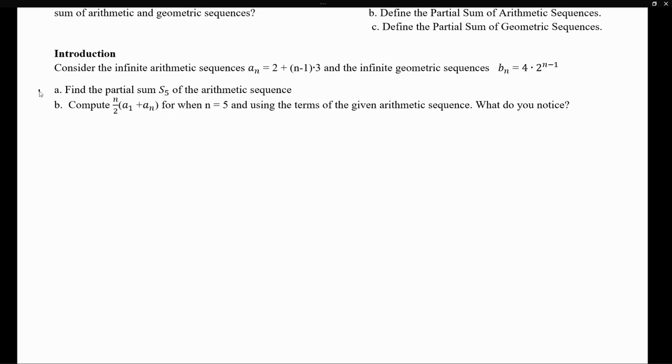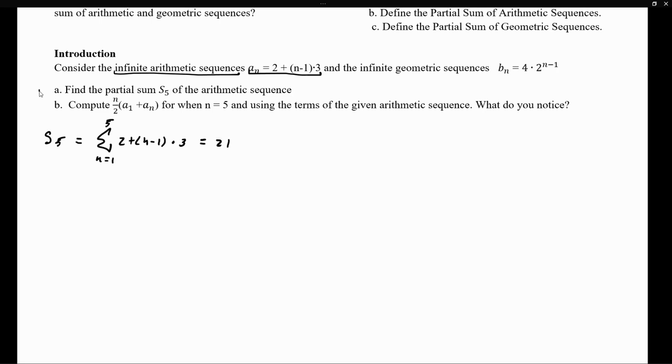So for A, we just want to concentrate on A of n, because A of n is the explicit formula for the infinite arithmetic sequence. Remember that the fifth partial sum is equivalent to just finding the sum from the first to the fifth term of the given sequence, which in this case is defined as 2 plus (n minus 1) times 3. So all we have to do is plug in our values for n all the way from 1 to 5, given the expression that represents this sequence.